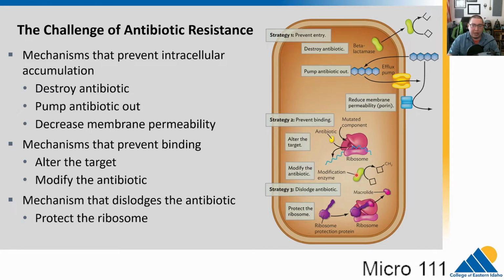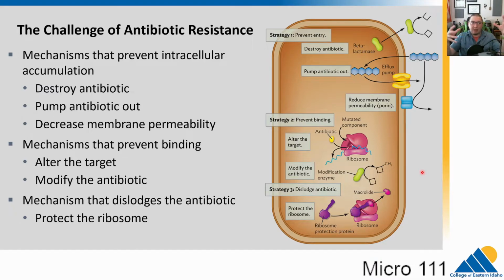Or you could have an enzyme that changes the antibiotic so that it no longer can bind to the ribosome. Those would be two strategies of preventing binding. Or you could have the third option, dislodge the antibiotic. So we have an antibiotic here that has bound to the ribosome, but a special protein comes in and pushes it off and removes it from the ribosome. These are the three basic ways, and some sub-variations of them, that microbes evolve resistance to antibiotics.